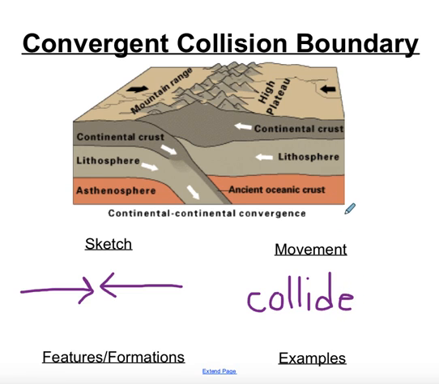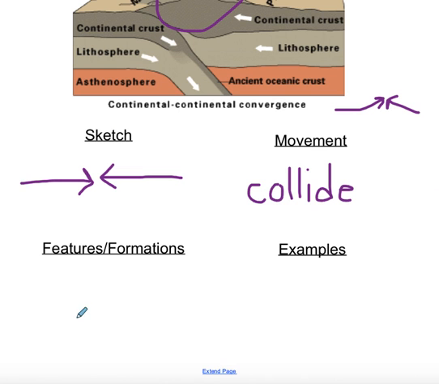And as they collide, they come together, and when they push hard enough against each other, they start to do this. They start to uplift. They lift up a little bit, and they create these. They create mountain ranges because of that uplift. So the formations here are mountains.